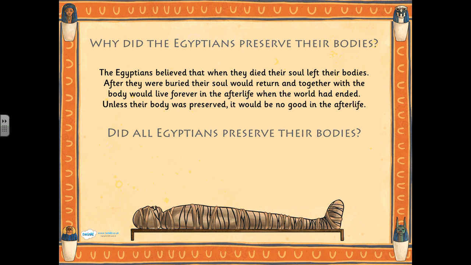The Egyptians believed that when they died, their soul left their bodies. After they were buried, their soul would return, and together with the body would live forever in the afterlife when the world had ended. Unless their body was preserved, it would be no good in the afterlife.